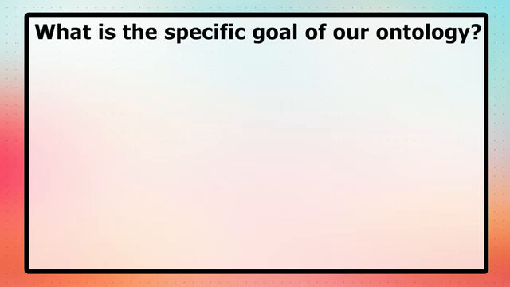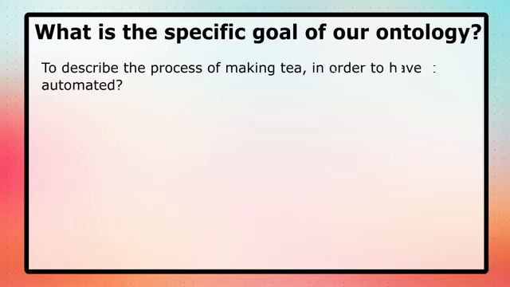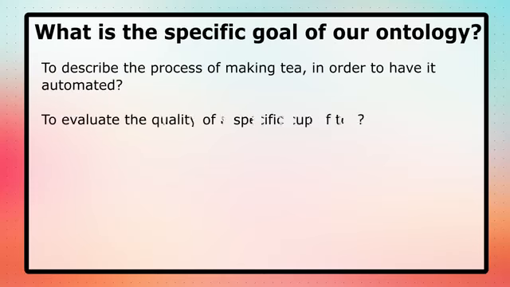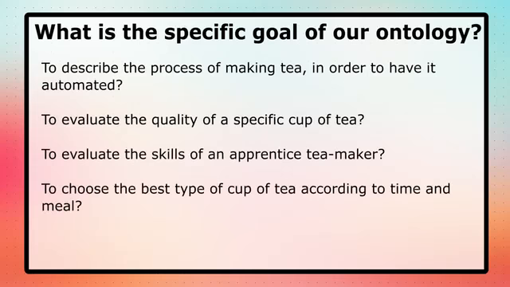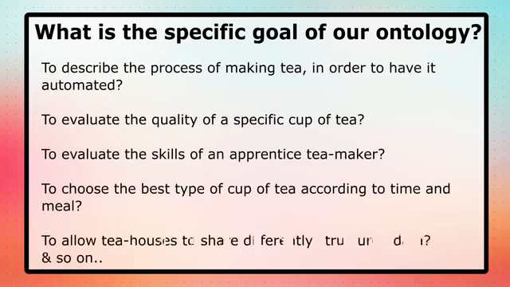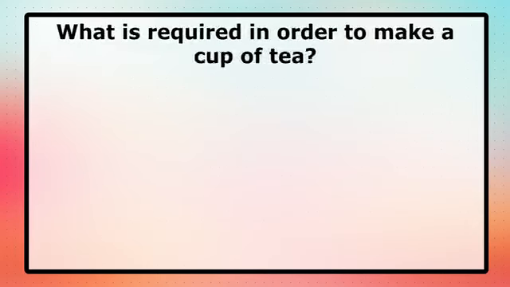Let us see the ontology of a cup of tea. What is it? Now, the specific goal is to describe the process of making tea in order to have it automated, to evaluate the quality of a specific cup of tea, to evaluate the skills of an apprentice tea maker, to choose the best type of cup of tea according to time and need, to allow tea houses to share differently structured data, and so on. What is required in order to make a cup of tea?